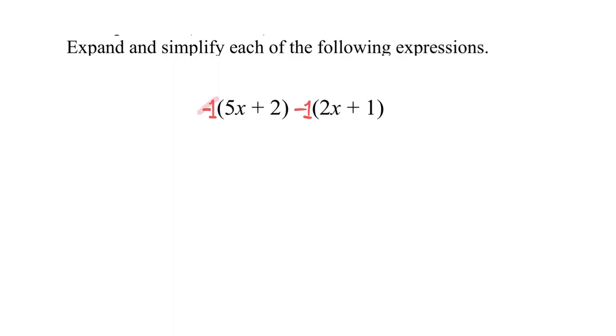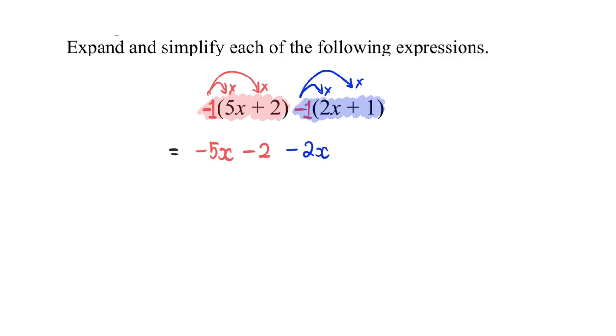And so, I shall look at this first. So this will be equals to negative 1 times 5x, negative 5x. Negative 1 times positive 2, negative 2. Negative 1 times 2x, negative 2x. Negative 1 times positive 1, negative 1.